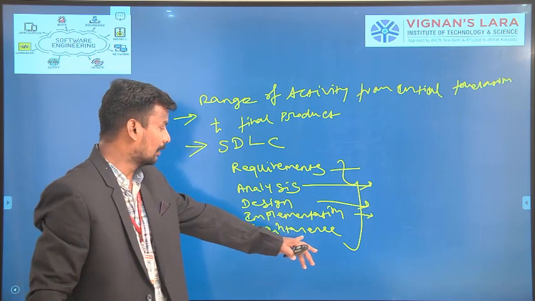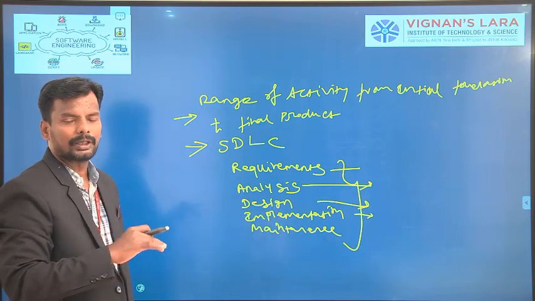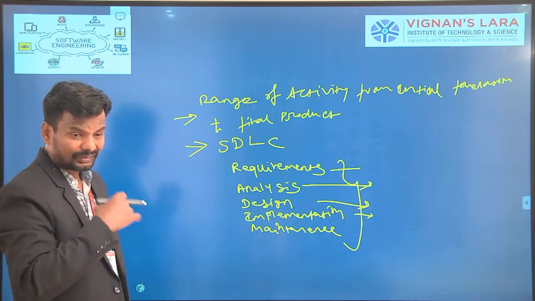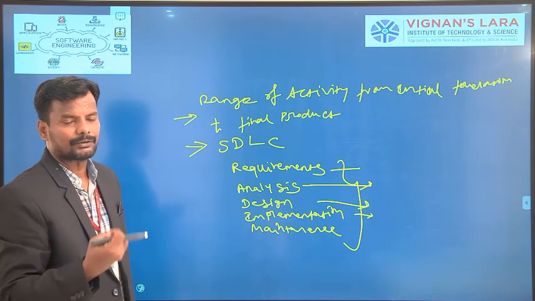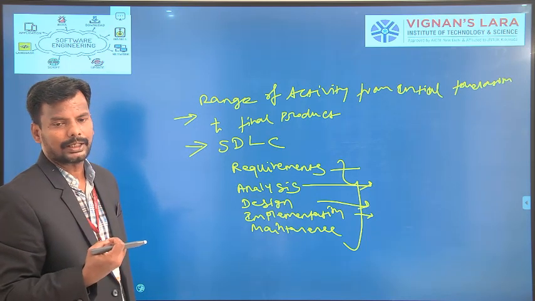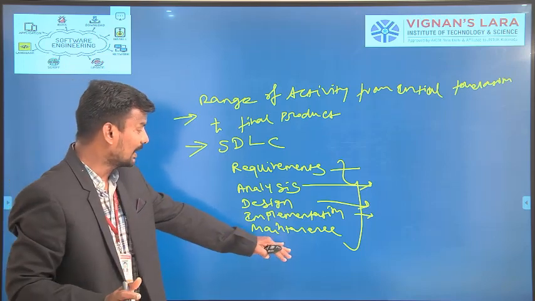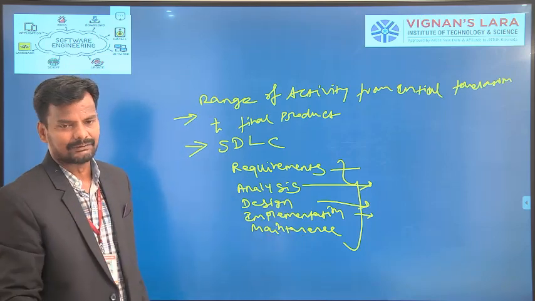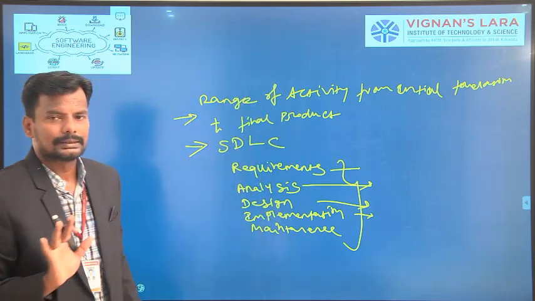And then finally, we have to do the maintenance part. In this maintenance step, the software should keep going and stay up to date in features. If you want to add any extra feature or if you want to modify anything, in those cases we have to go to the maintenance step. We have to do everything. These are the 5 steps of the software process.